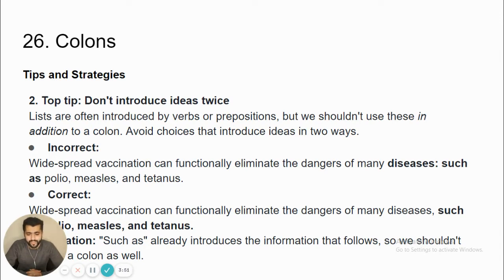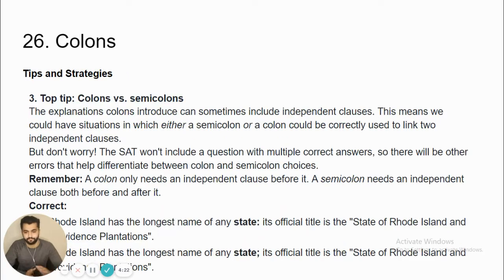So, widespread vaccination can fundamentally eliminate the dangers of many diseases, such as: polio, measles, and tetanus. Now, such as, the prepositional phrase, and the colon are both used to introduce a list. Both of them together don't make sense, right? So you use just one of them. Widespread vaccination can functionally eliminate dangers of many diseases such as polio, measles, and tetanus.